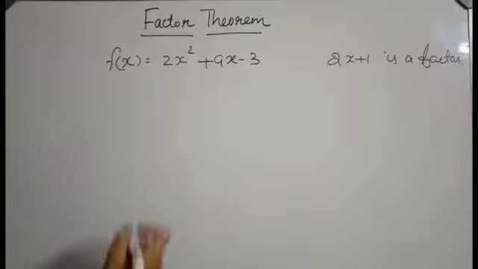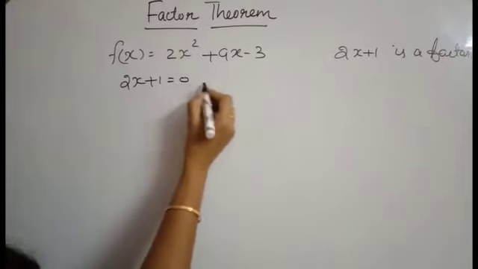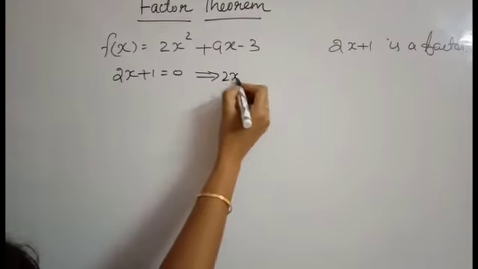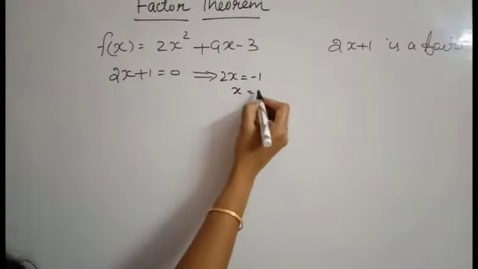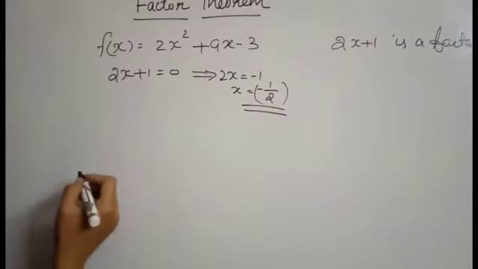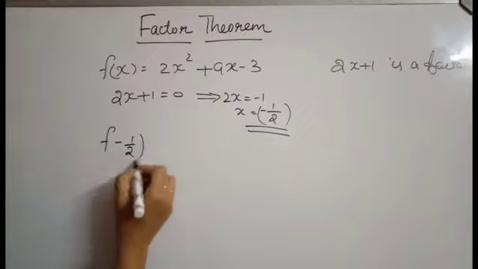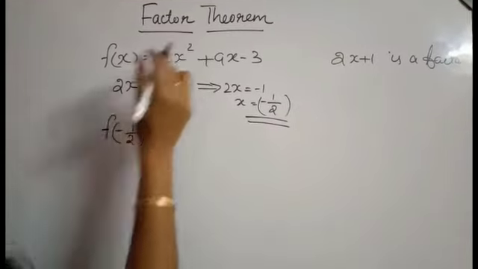Now as per the remainder theorem, you can just write this as 2x plus 1 is equal to 0. This implies 2x is equal to minus 1 and x is equal to minus 1 by 2. Now find the remainder, that is f of minus 1 by 2. Substitute the values here in this expression.